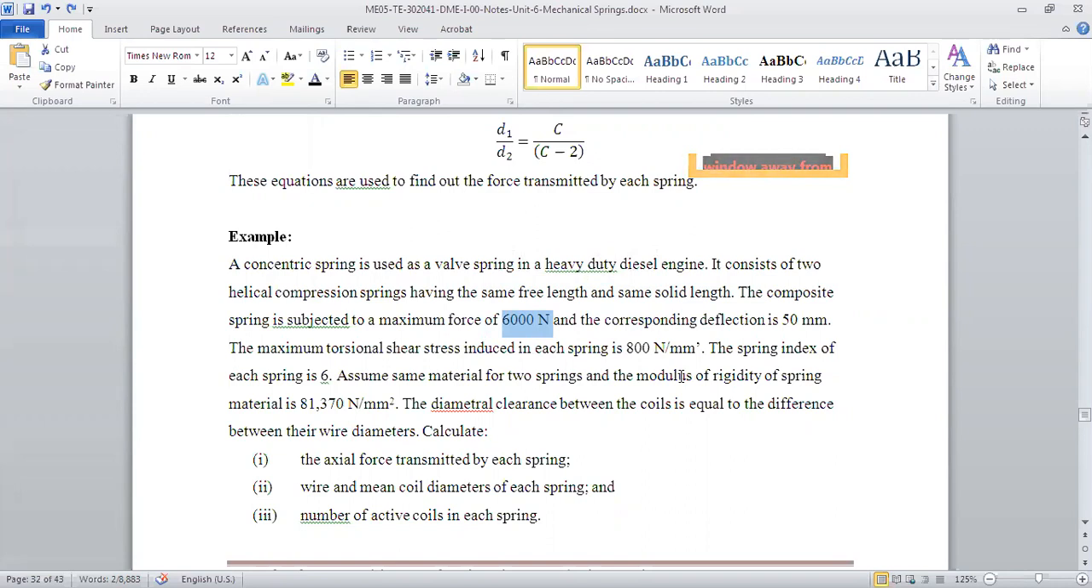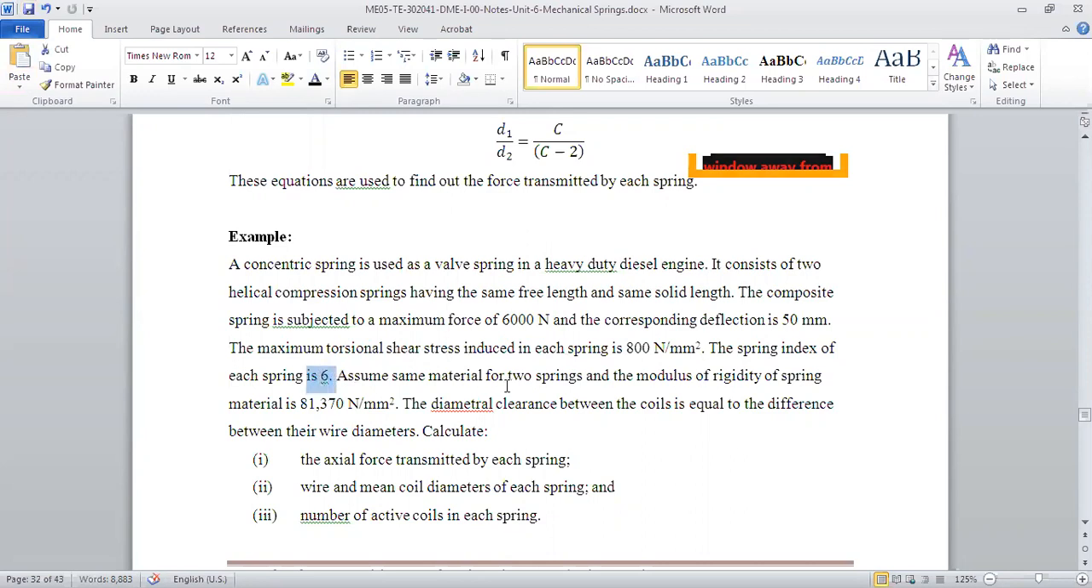So we are given the maximum force on the spring as 6000 Newton, and deflection is 50 mm. When there is no load, it is the free length, right? But when the maximum load is 6000 Newton, at that time the deflection is 50 mm. So we have been given delta, and we also know P. So we know the combined stiffness. The maximum torsional shear stress is 800 Newton per mm square. Okay, let me just correct this. So the torsional shear stress is given as 800. Spring index is C.